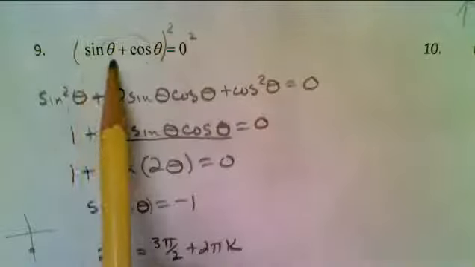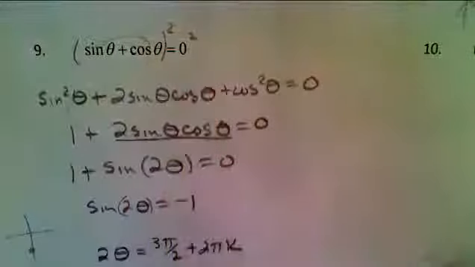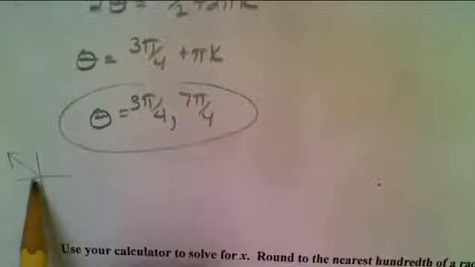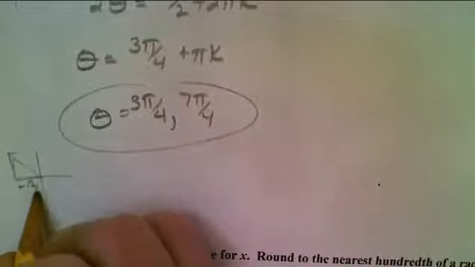I do have to double check, plug it back in up here. If I take the sine plus cosine, I have to get 0. Let's check to see if that works. At 3 pi over 4, which is over here, my reference angle is pi over 4, so it's negative radical 2 over 2, radical 2 over 2. If I add the sine and the cosine together, I get 0.